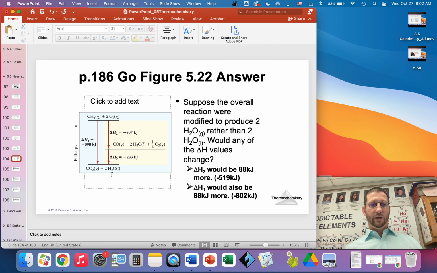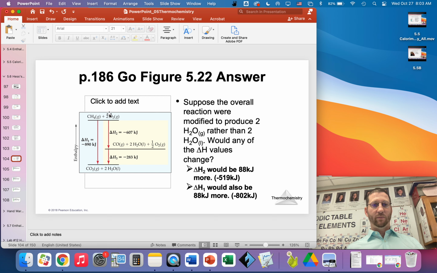All right, so hopefully you realized that this is very similar to that previous graph. Liquid has less energy, so the gas would end somewhere up here. And if you remember from that previous slide, go back a couple slides, the gas has 88 kilojoules more energy. So yeah, that's definitely going to change the overall process here.